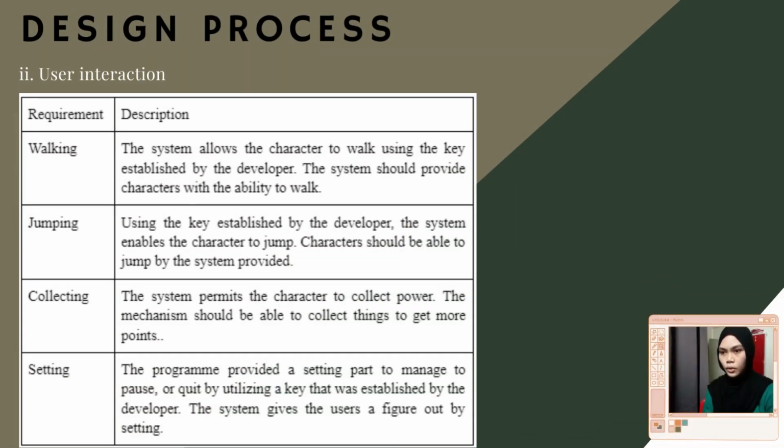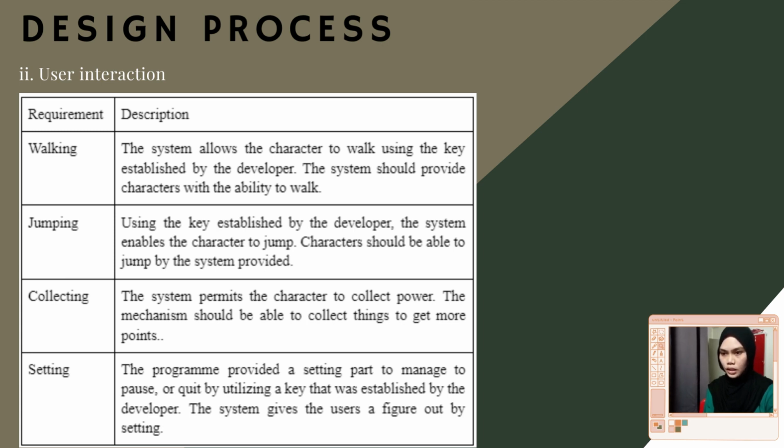Walking. The system allows the character to walk using the key established by the developer. The system should provide characters with the ability to walk and jump. Using the key established by the developer, the system enables the character to jump. Characters should be able to jump by the system provided. Collecting. The system permits the character to collect power. The mechanism should be able to collect things to get more points.